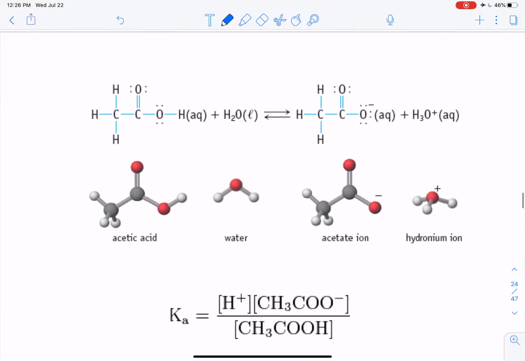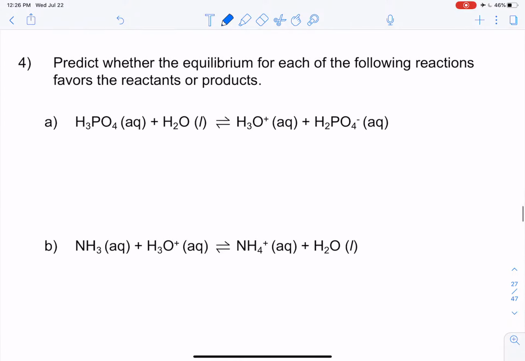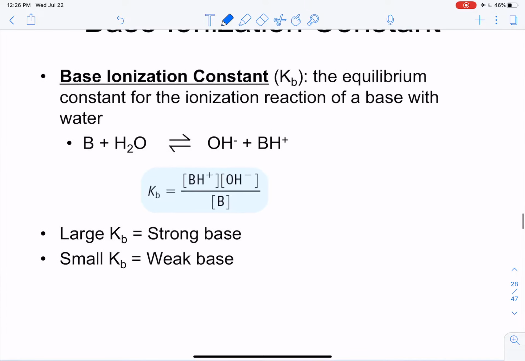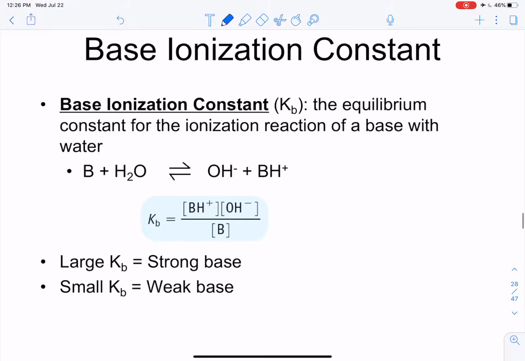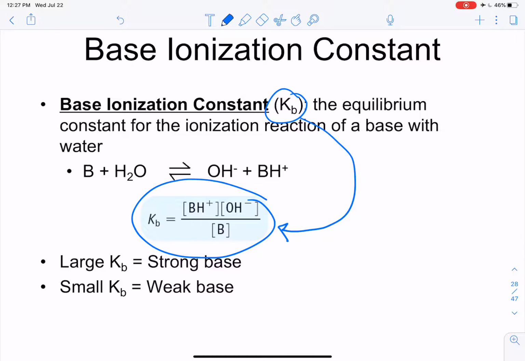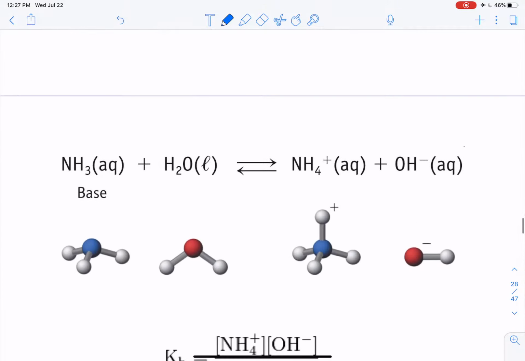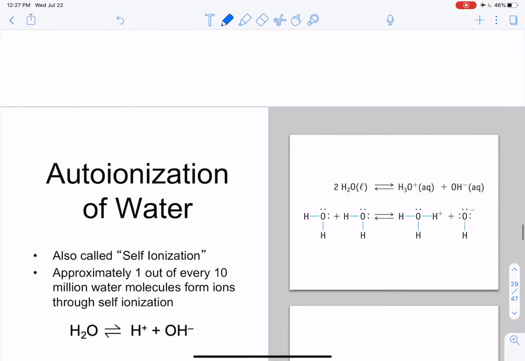And then we did the constant expression for base. So the base ionization constant is Kb, and the base ionization constant expression is this whole big thing right here. And again, the numerical values for Kb are on the chart, and they were towards the right-hand side of the chart. And today we have to talk about another kind of K, Kw.